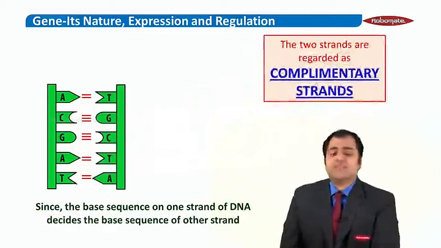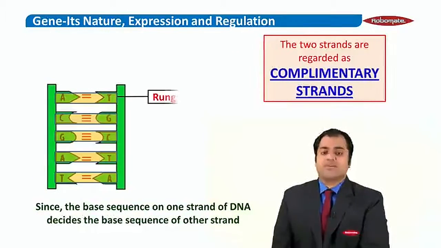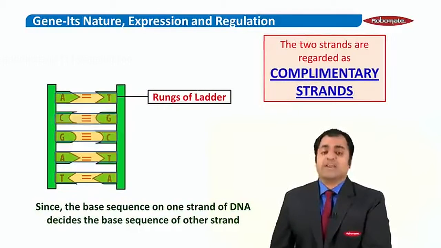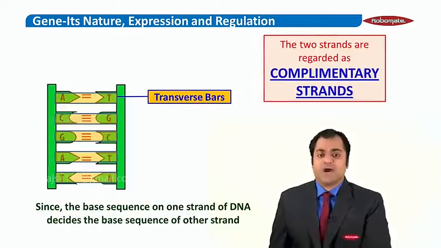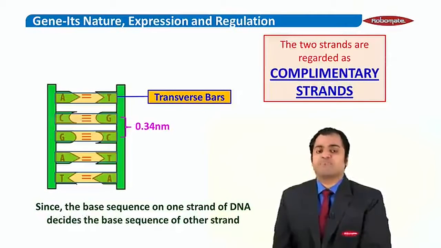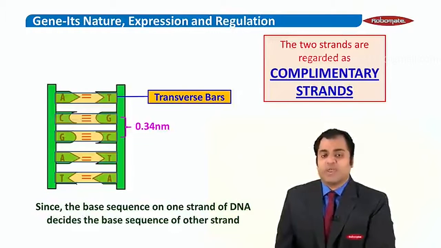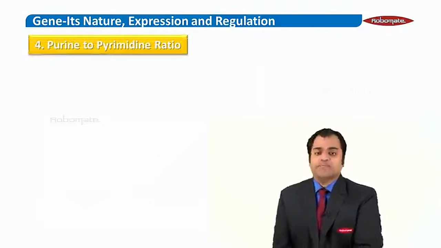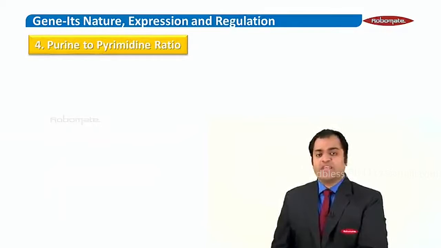Now, if you look at the nitrogen bases along with their hydrogen bonds, together they look like rungs of a ladder. They're also called transverse bars, and the distance between two successive base pairs is about 0.3 nanometers. Okay, fine. Moving on, let's look at the purine to pyrimidine ratio.